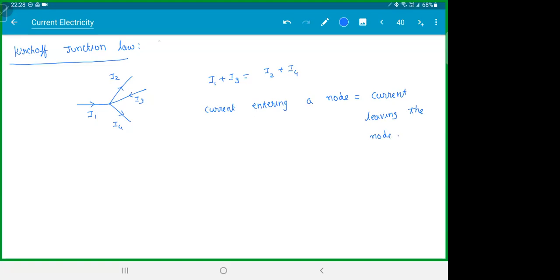Straightforward. This is nothing but the law of conservation of charge. The next thing, Kirchhoff's loop law. It's the same as this thing. The sum of the potential differences across the elements in a loop is 0.